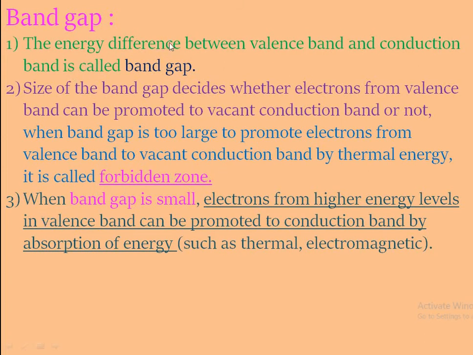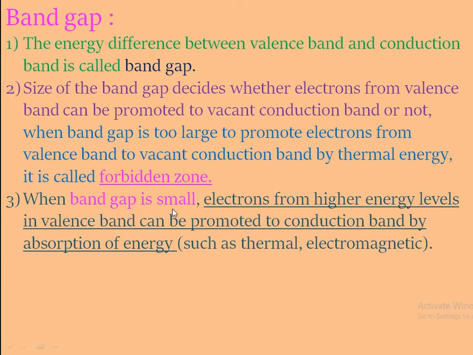The difference between the valence band and the conduction band is called a band gap. The transfer of electrons from the valence band to the conduction band is carried out due to thermal energy. If the thermal energy can promote the electron from the valence band to the conduction band, then it is not a forbidden zone.